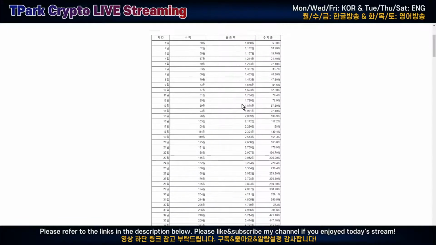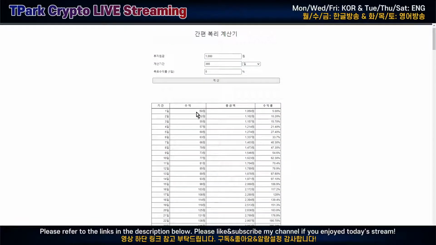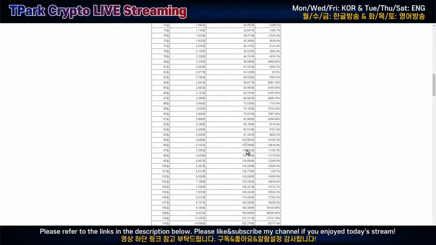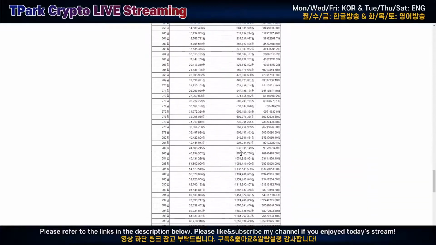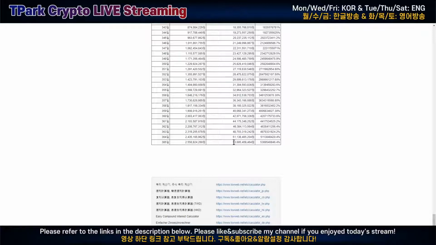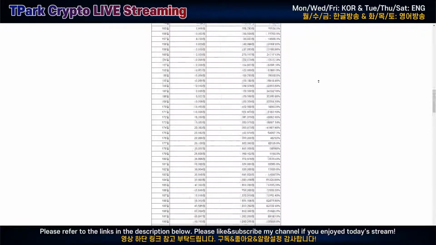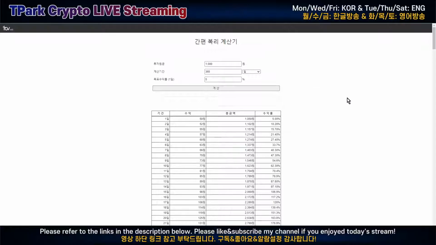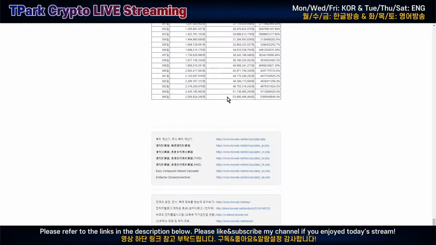So if we calculate how much money you make, the first day you make $50, and your wallet will be $1,050. If you add up all these after 1 year, how much do you have in your wallet? Just from making 5% each day, you make around $5.4 billion. That's how much you make from just $1,000. I mean, 54 billion, my bad.